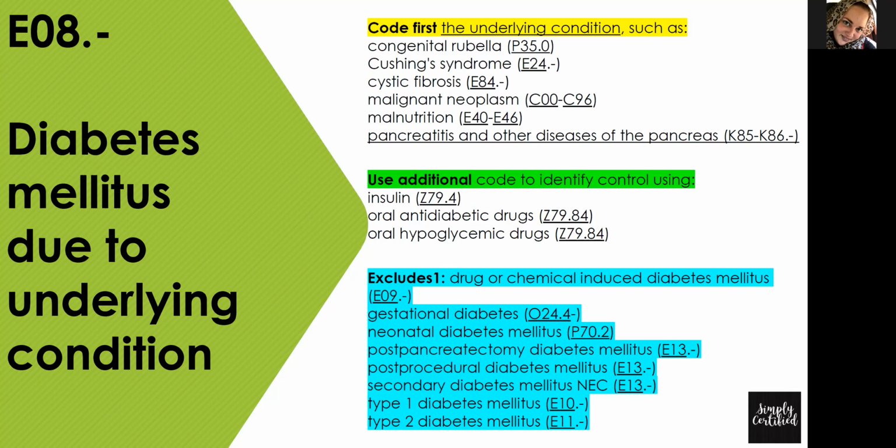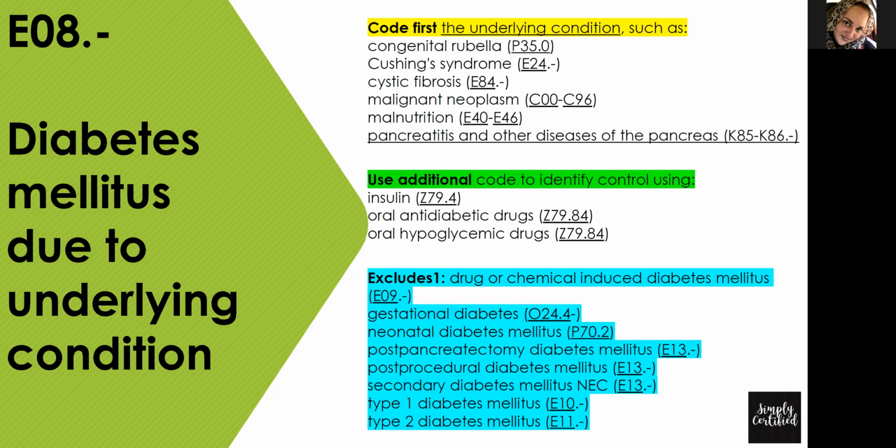We commonly think, when we hear diabetes, of eating too much sugar and having type 2 diabetes, but not eating right or not eating enough can also cause it. And of course, as we saw in the example earlier, pancreatitis and other diseases of the pancreas can cause diabetes too.